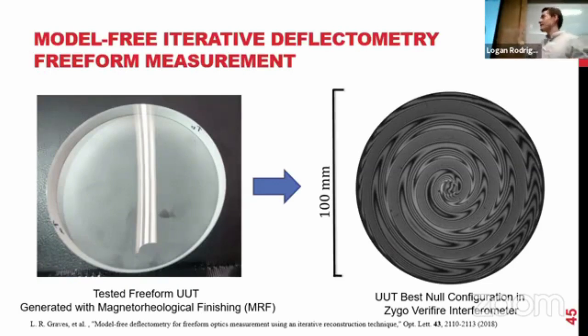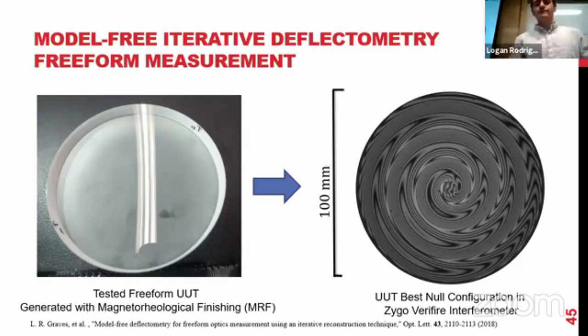This is obviously not an ideal null for those of us that are in optics. And I'll give an example in a second of what an ideal null looks like. Something funny is going on here. This is a very funny shape. So this surface was generated using what's known as a magnetorheological finishing technique, or MRF. And it simply allows us to polish in very unique shapes to the surface.